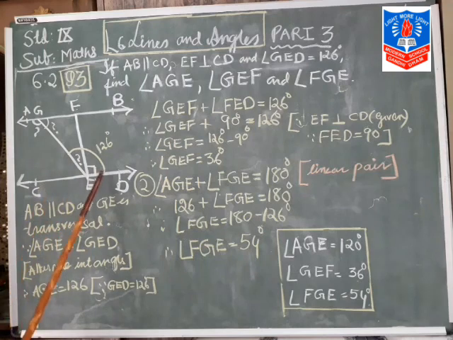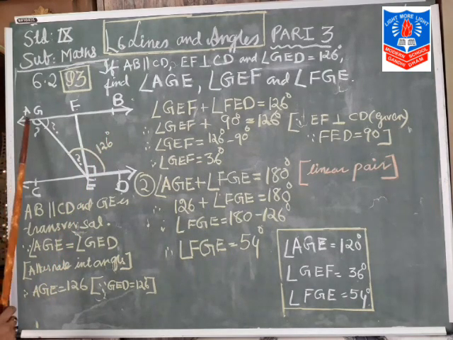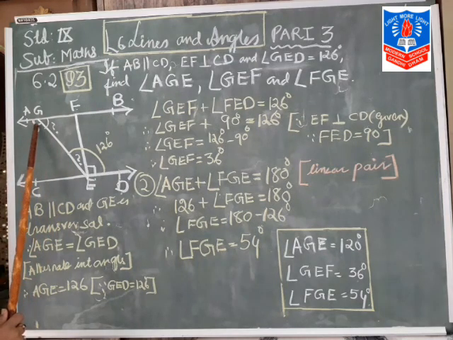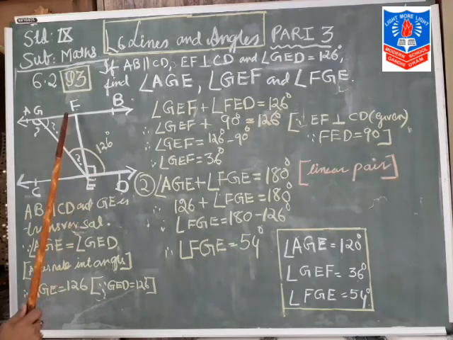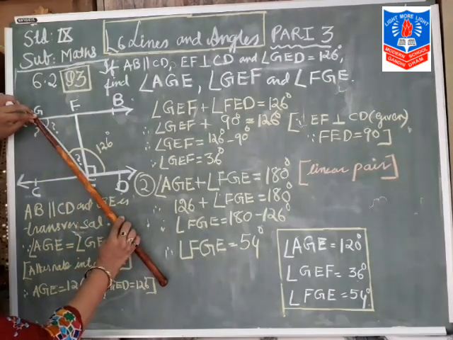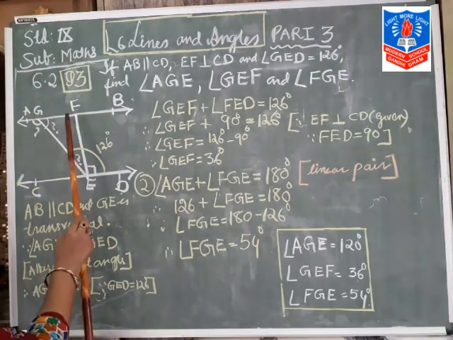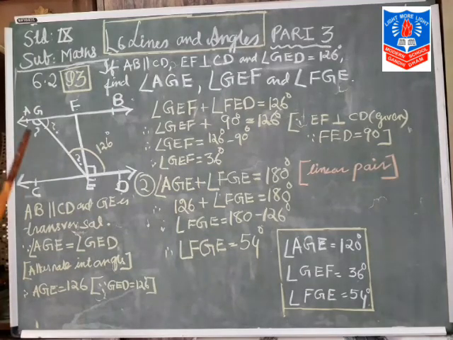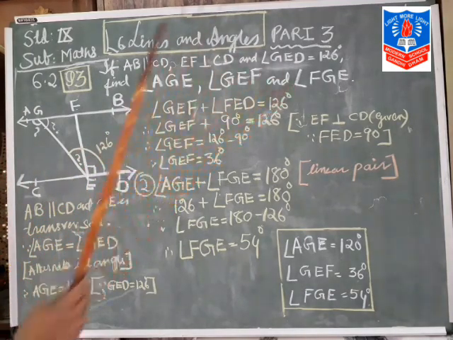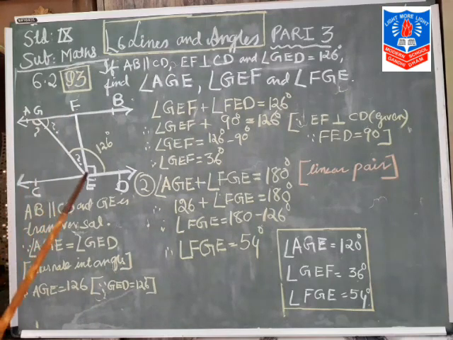Now, one piece of information is given: GED is 126. Whatever is given, we will write. Now find AGE. Angle GEF, this portion. Clear everyone? Now, second thing, FGE. Is the question clear, children? Now we can start. The answer is very easy.